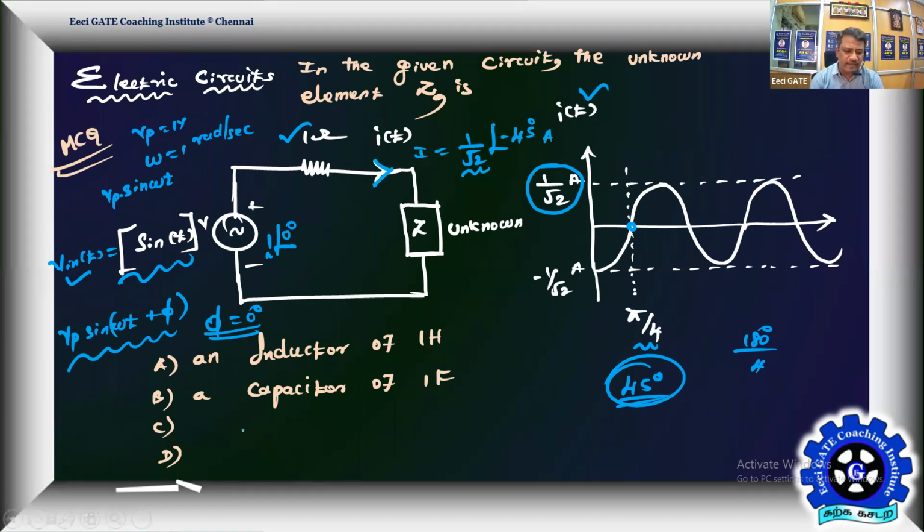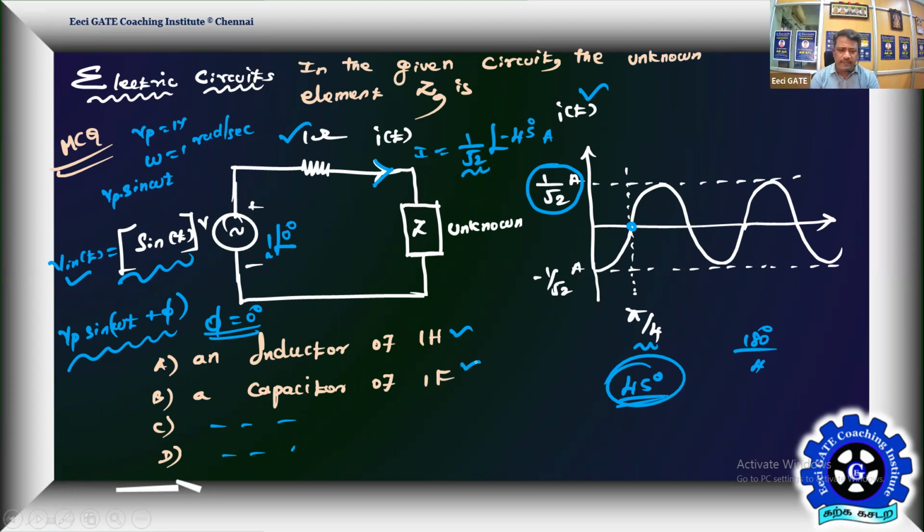I don't remember exactly the two more options. Maybe they are in terms of inductor and capacitor only, maybe with different values. But I remember this is 1 Henry and this is 1 Farad. Easy values to remember. So this is what I remember with respect to the problem. The problem is this: in the given circuit, the unknown element is at this, given the excitation and given the current response. So from this you have to work it out.